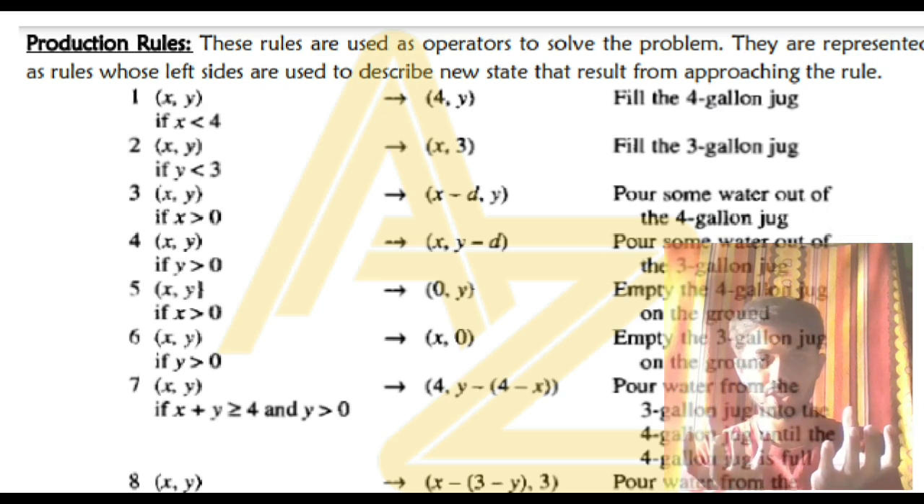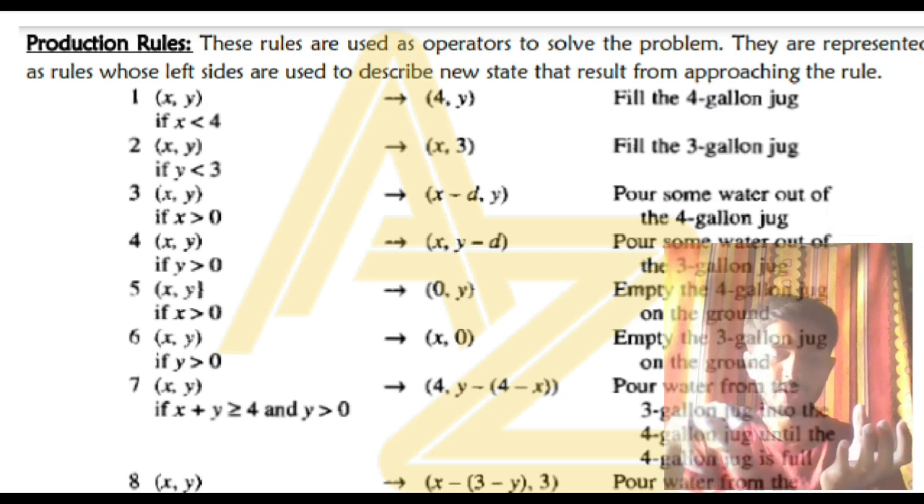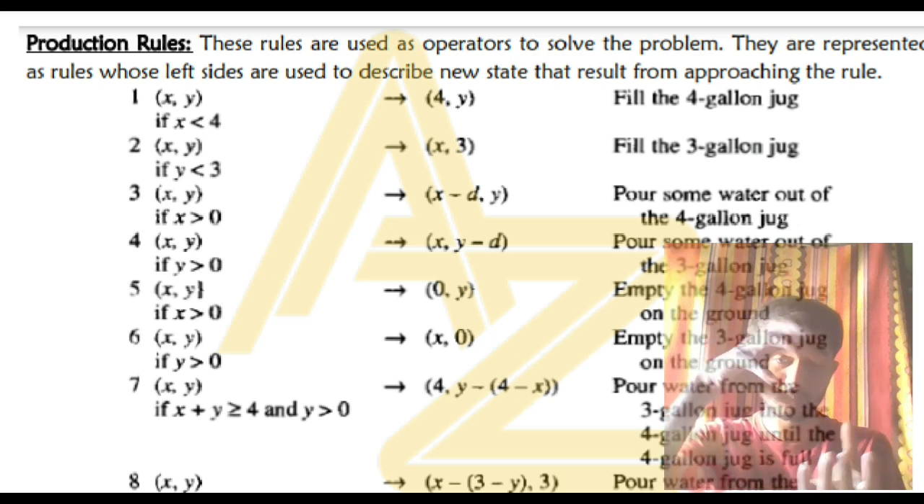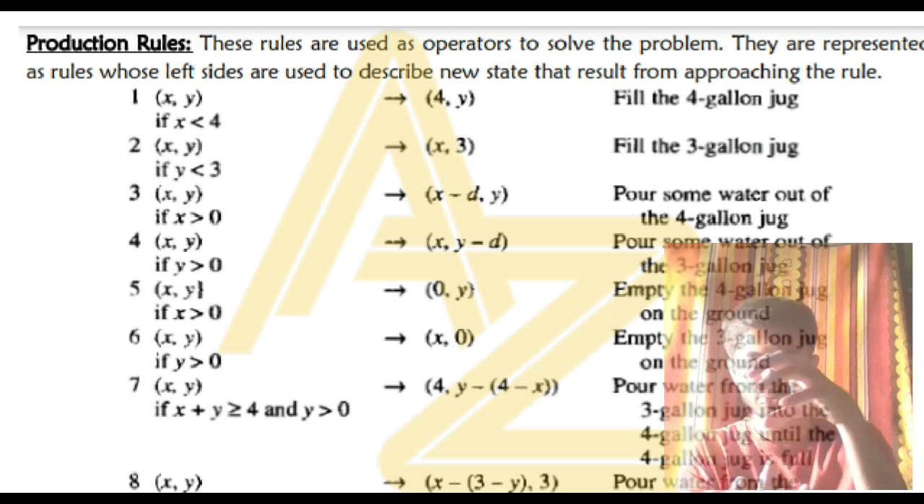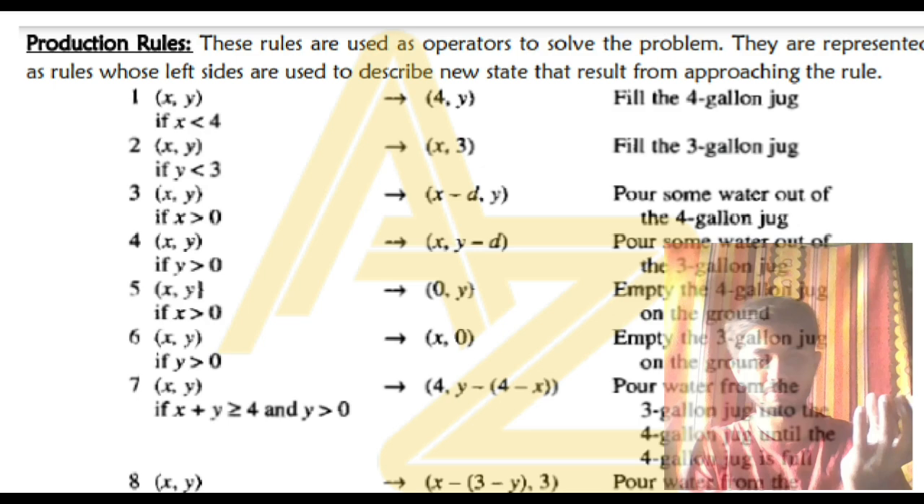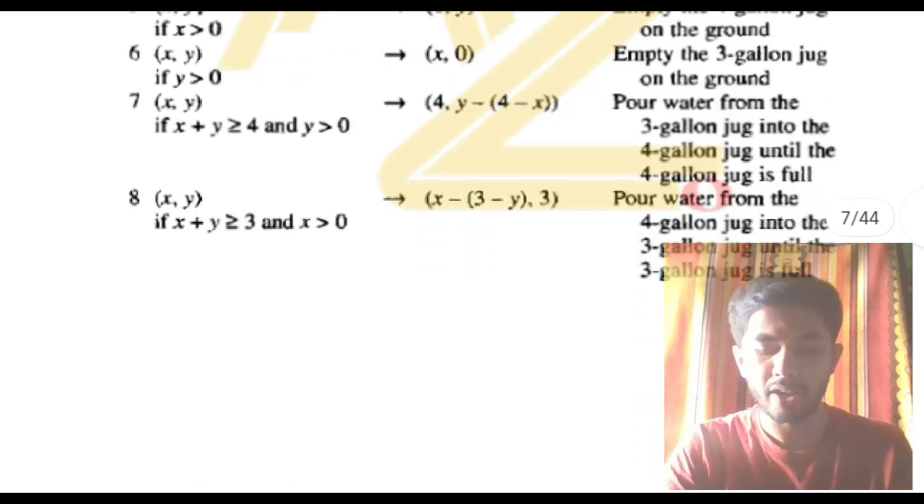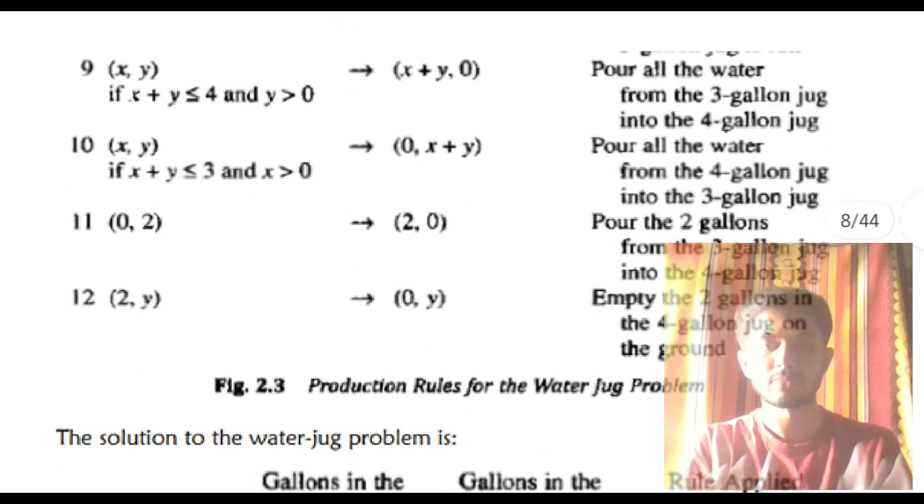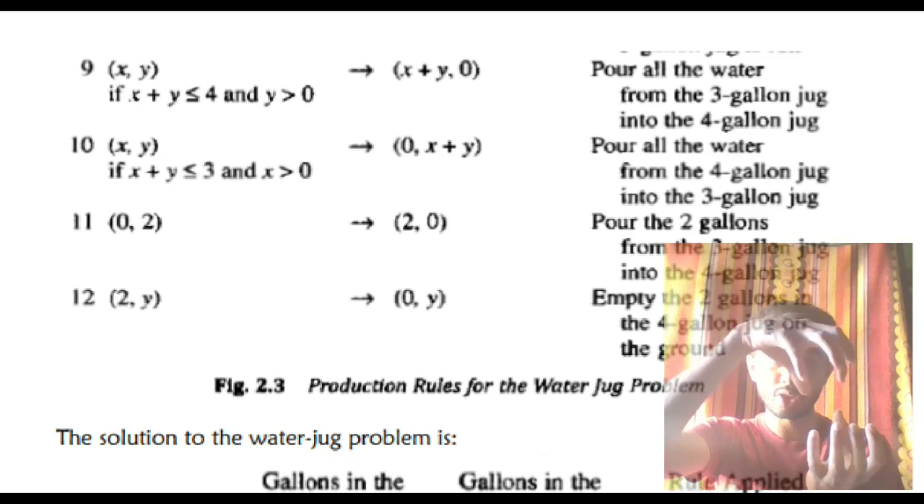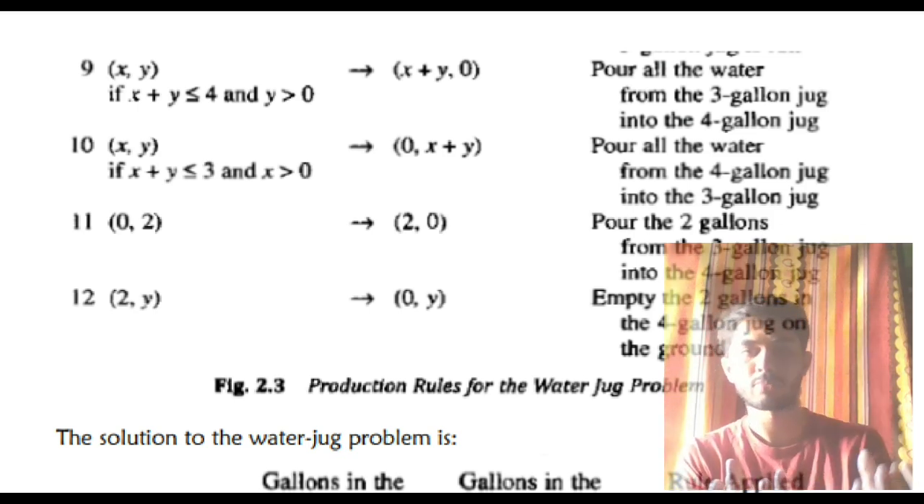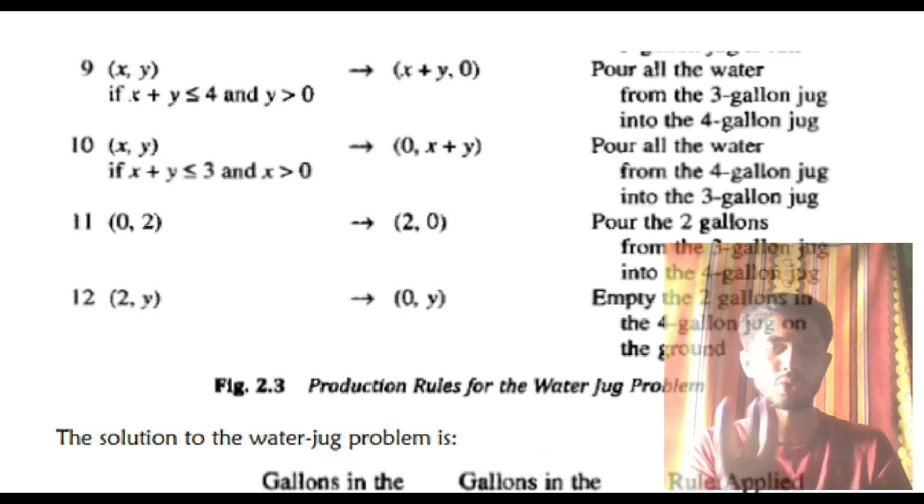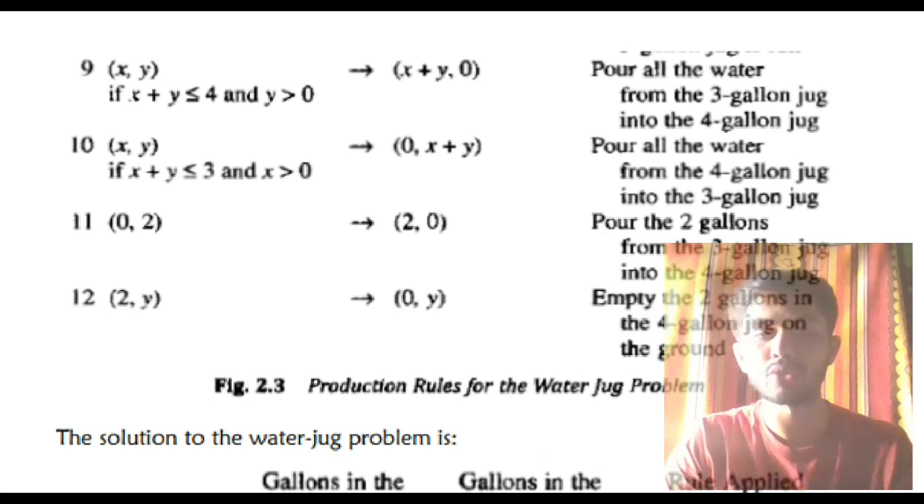Initially take the 2 jugs, fill it till full, empty some, empty full, transfer the water until this becomes full or this becomes full. After that, just pour out, make one of them empty, and after that what you have is empty this but pour full here, empty this but pour full here. If 2 is there here, transfer here. If 2 is there here, don't do anything. This is your final answer. This way you need to memorize the production rules.